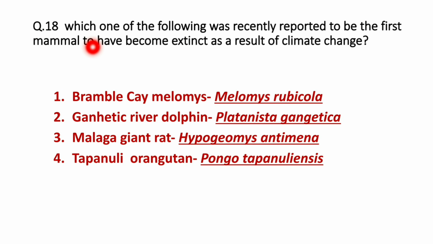Question number 18. Which one of the following was recently reported to be the first mammal to have become extinct as a result of climate change? The options are Bramble Cay melomys, scientific name Melomys rubicola. Option 2, Gangetic river dolphin, scientific name Platanista gangetica. Option 3, Madagascar giant rat, the scientific name is Hypogeomys antimena.